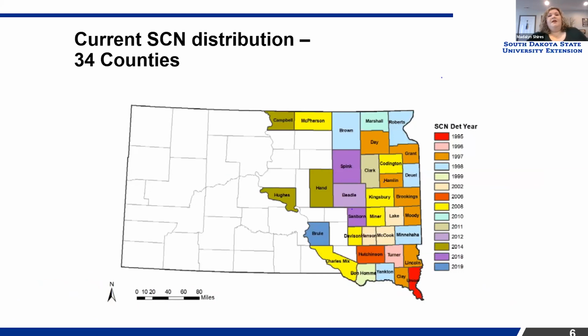So here in South Dakota, we know of 34 counties that have SCN currently reported. That started in 1995. The last full survey that we did to track the spread of it across the state was in 2019. We suspect that there are probably more positive counties, and this year we'll be working to do a little bit more surveying to see if it has spread.